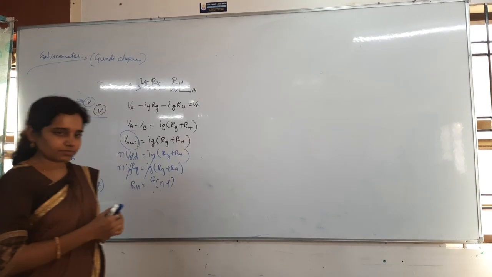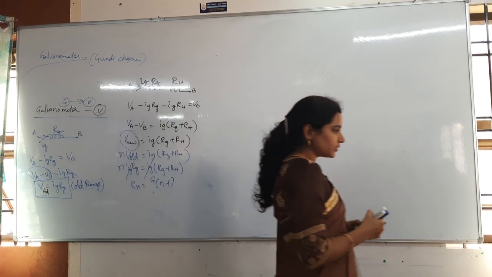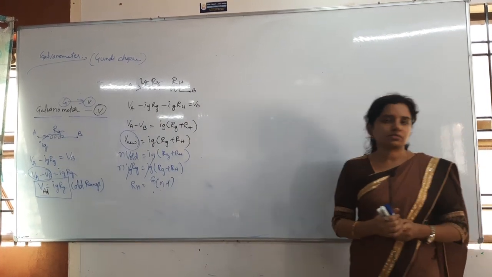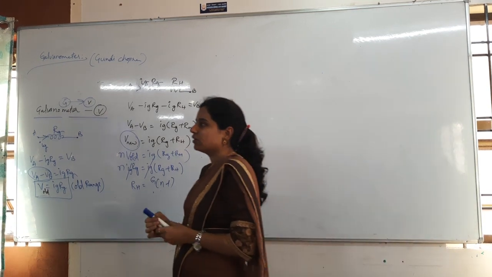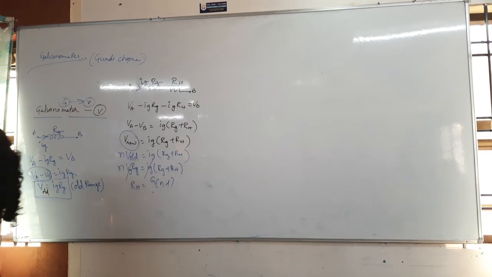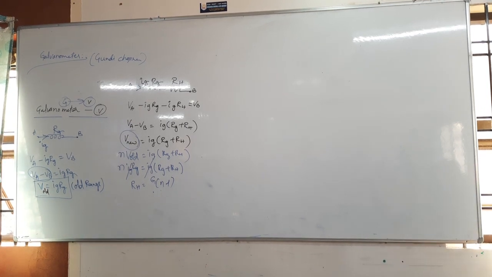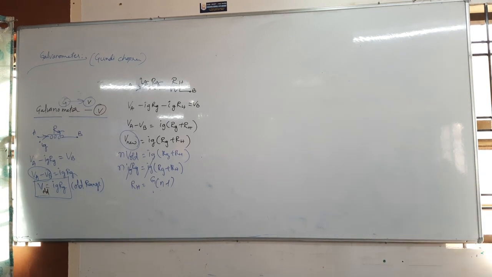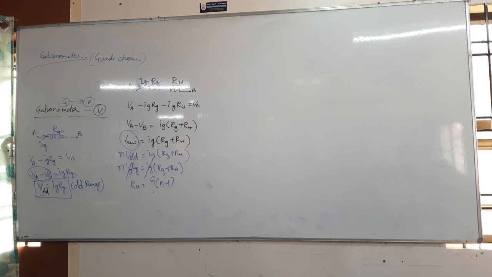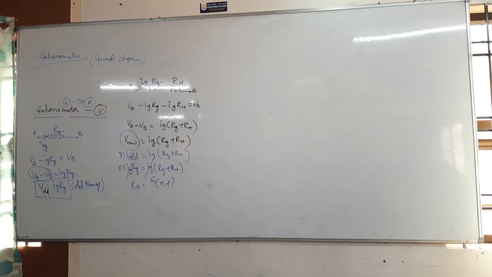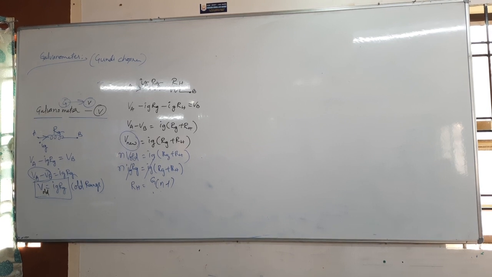Required shunt resistance. Ammeter will have less resistance. To decrease the resistance, divide G with n minus 1.